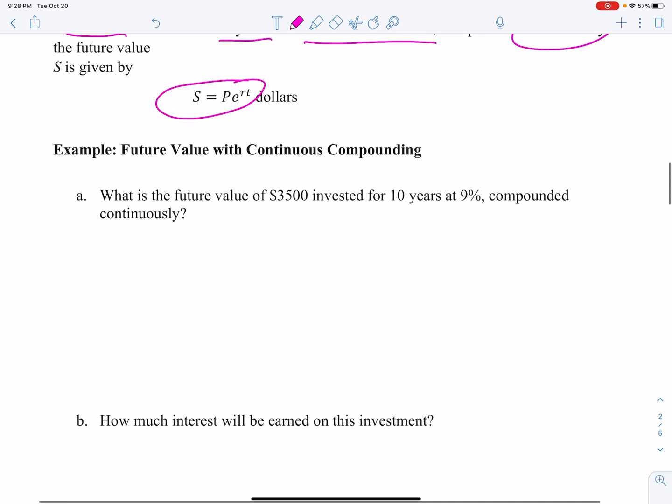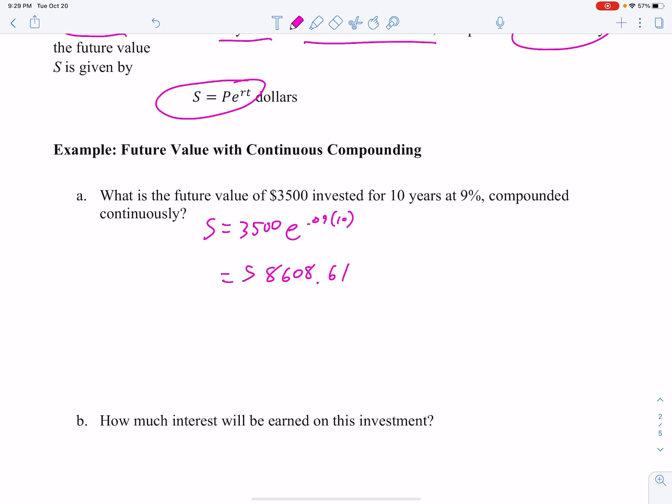All right, so it says, what's the future value of $3,500 invested? So S is future value. So we have 3,500 invested times E to the, 10 years at 9%, so that's 0.09 times 10 years. If you plug that into your calculator, you should get $8,608.61. Okay, so there we go.